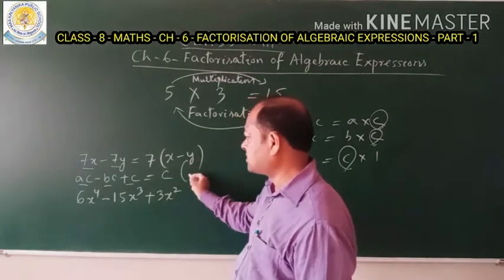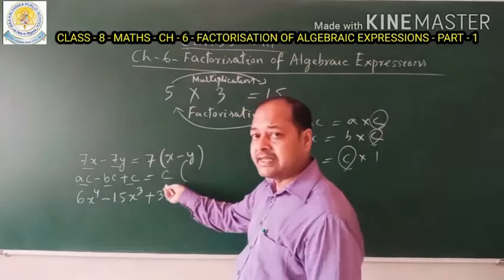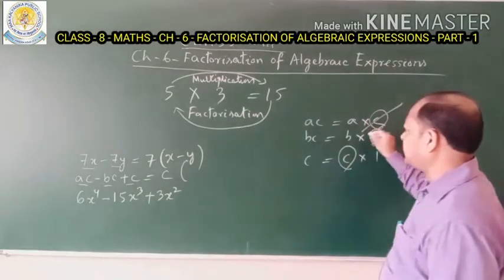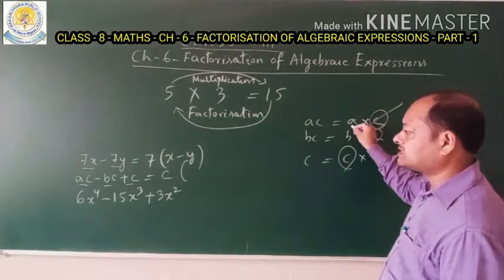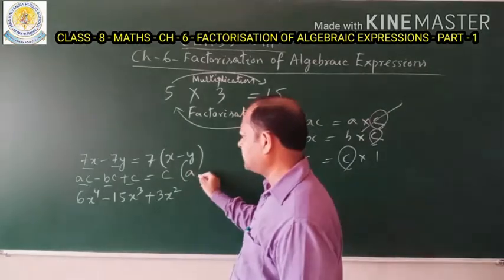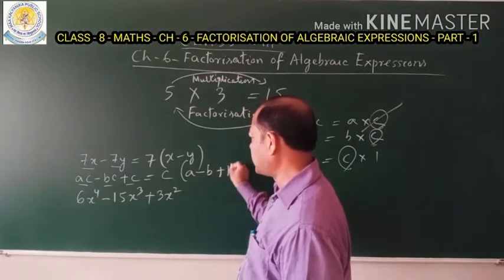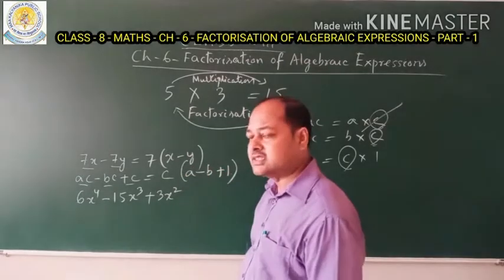This process is called factorization. So if I take C common here, and C is divided from here, what are you getting? That is A. You can write the A here. Then the minus sign is there. Minus B. Then plus 1. Because C into 1 is C.